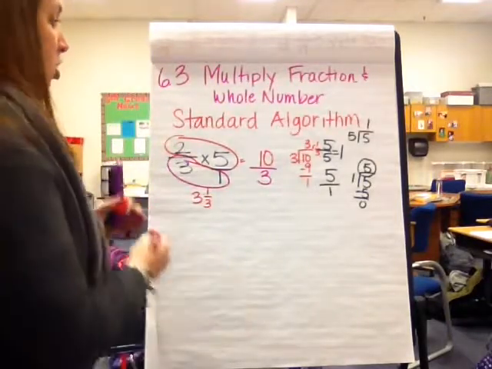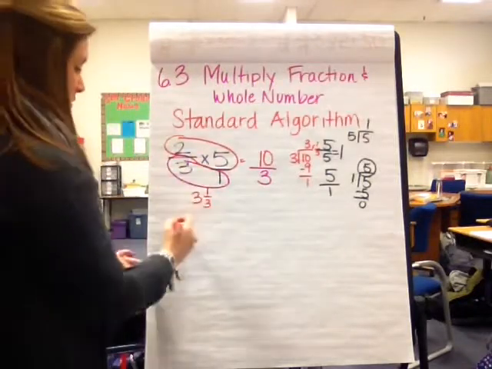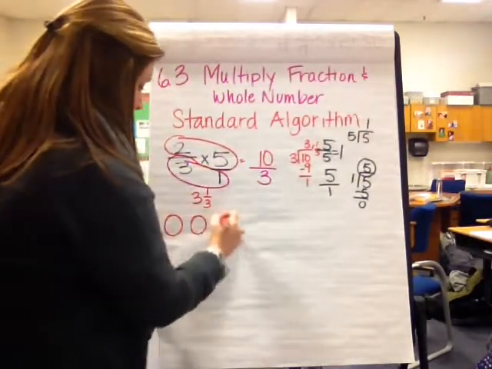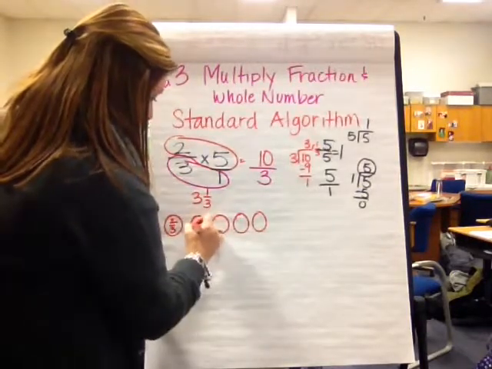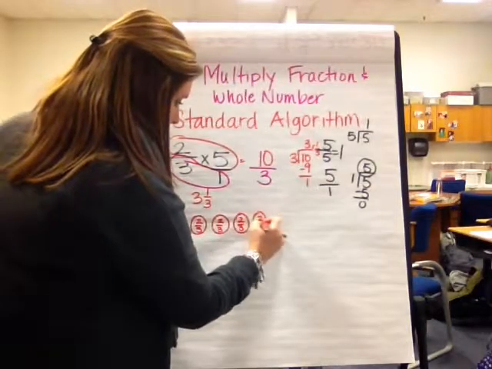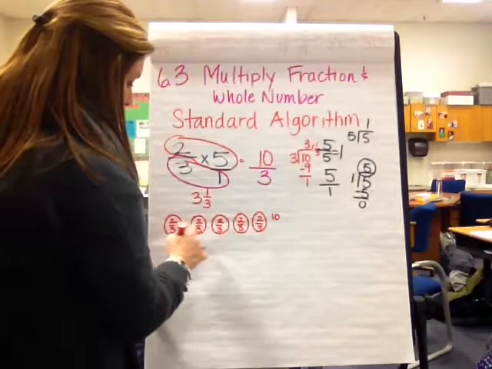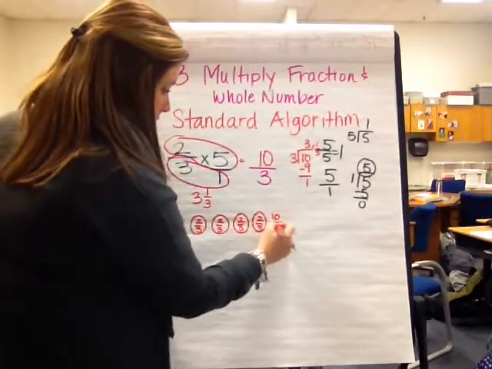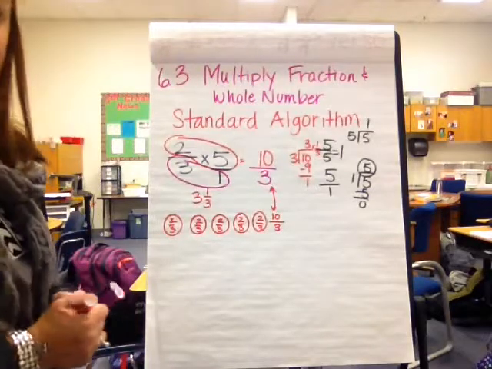Now, showing you this pictorially, and I'm just going to be really fast. 2/3 five times. 2/3, second time, third time, fourth time, fifth time. 2, 4, 6, 8, 10. How many thirds? 1, 2, 3, 4, 5 thirds. The same thing. Same answer. That's it.